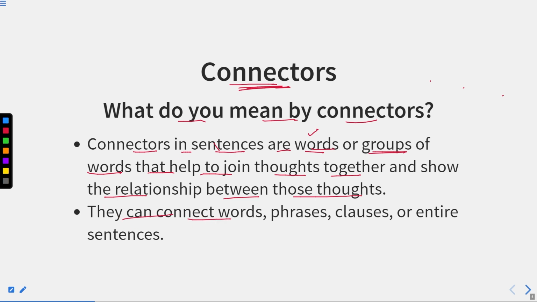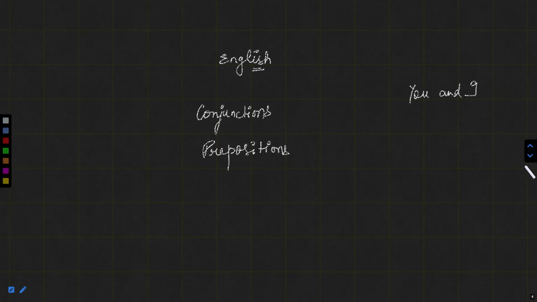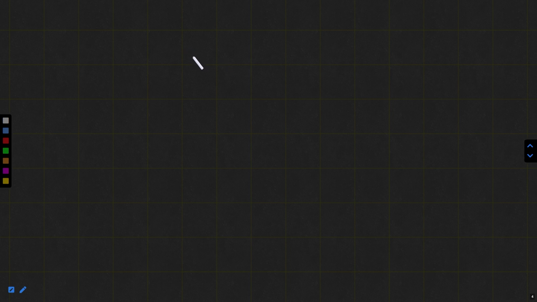They can connect words, phrases, clauses, or entire sentences, of course. Now we know very well that there are several parts of sentences. How come? We can have either the words, or we can have phrases. Now we know what are words, what are phrases, what are clauses. I'll explain everything one by one.